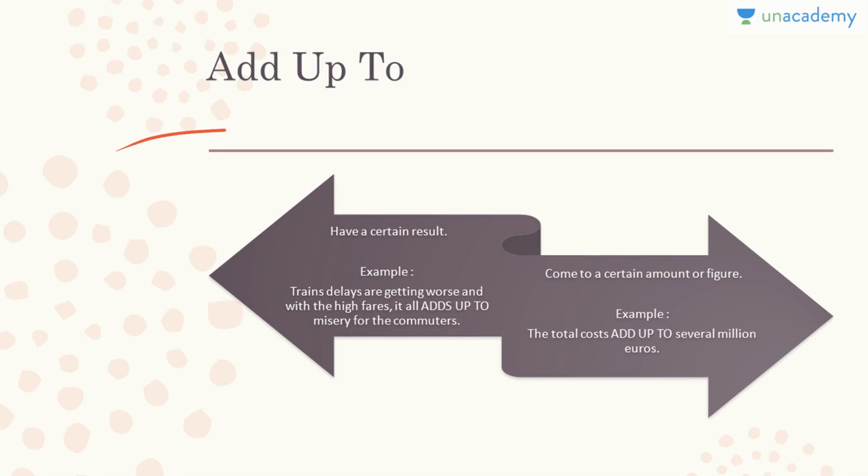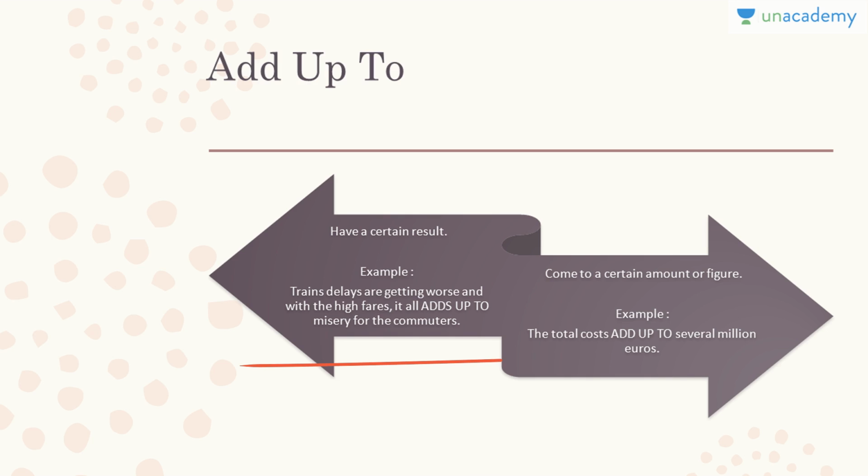Next we have add up to. Add up to also has two different meanings. First one is have a certain result. For example, trains are delayed. Train delays are getting worse with the fare. It all adds up to the misery of commuters.